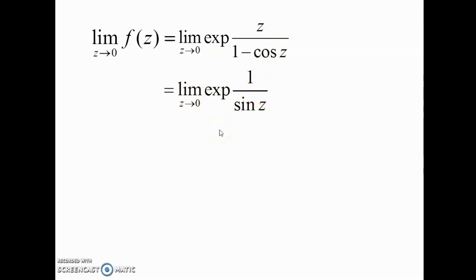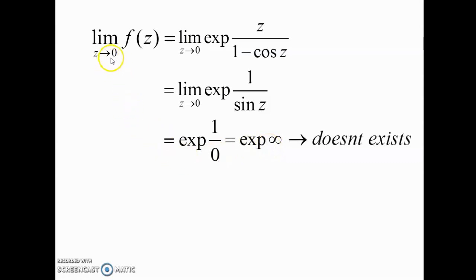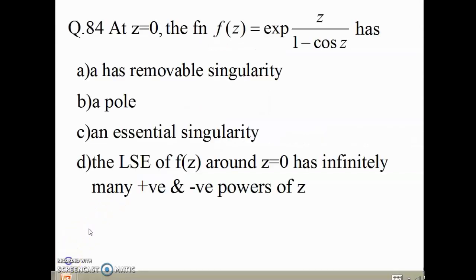Now we'll apply the limits. So we are getting exponential of 1 by 0, that is equal to exponential of infinity. You know this term doesn't exist. So we have got limit z tends to 0 of f of z doesn't exist. Therefore, our point 0 is an essential singularity. Now we'll check the correct options. So we have got z is equal to 0 as an essential singularity. So our option C is correct.